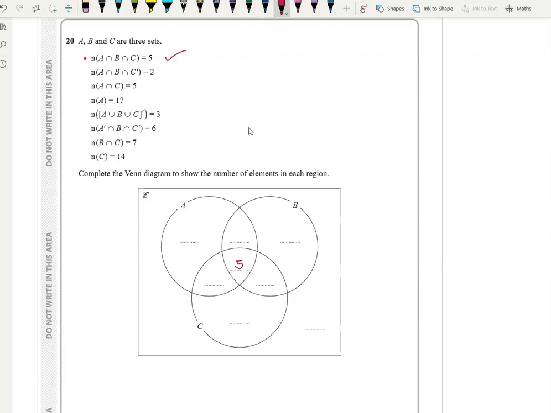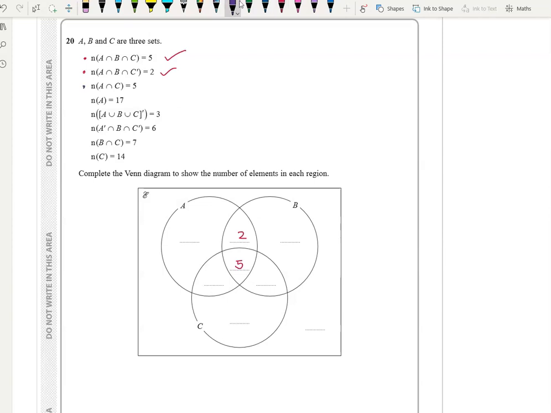Number 2, the number of elements in A intersection B intersection C complement. So it means it should be common with A and B but outside the circle C. Common with A and B is this part, and outside the circle C is this region. So here we have only two elements. So we can list here that the number of elements in this region, which is common to A and B but outside the circle C, is 2.